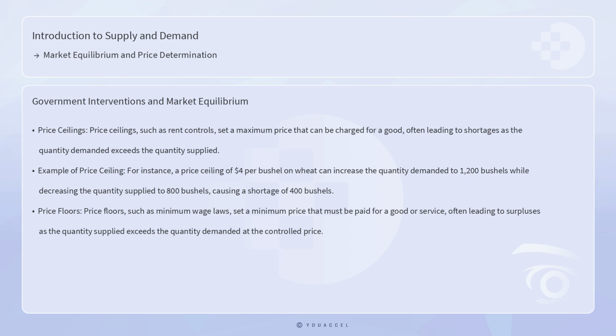Price floors, such as minimum wage laws, set a minimum price that must be paid for a good or service, often leading to surpluses as the quantity supplied exceeds the quantity demanded at the controlled price.